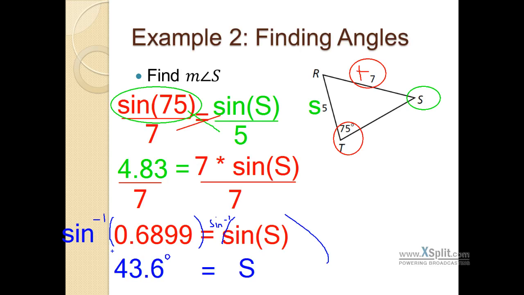As always, ask yourself, is that a reasonable answer? Well, 43.6 degrees, looking at angle S, it looks like it's about half of a 90-degree angle. A 90-degree angle would look something like this. Looks like it's about half of a 90-degree angle. Half of 90 is 45. 43, pretty darn close to 45. That seems pretty reasonable to me.